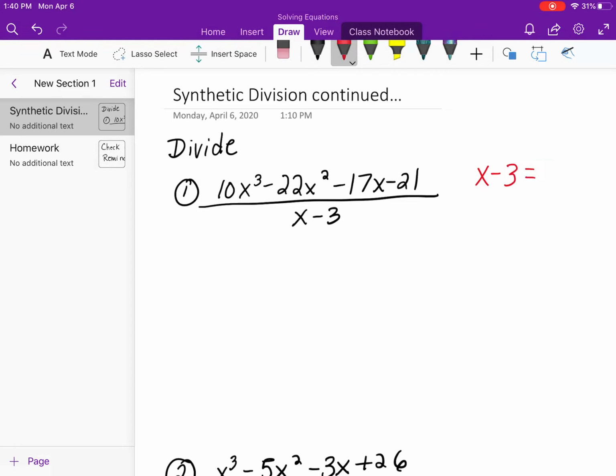And I'm going to set that equal to 0. Okay, x minus 3 equals 0. And I'm going to solve that, adding 3 to both sides. And that is going to be x equals 3. And that's what we're going to use when we're dividing.